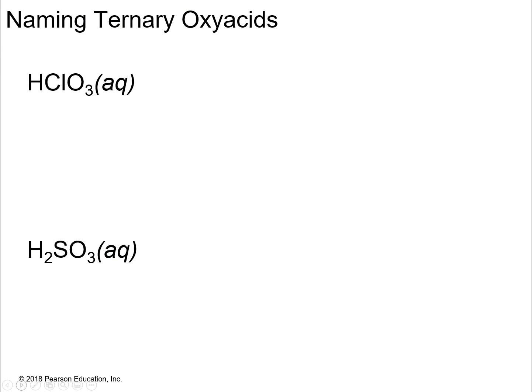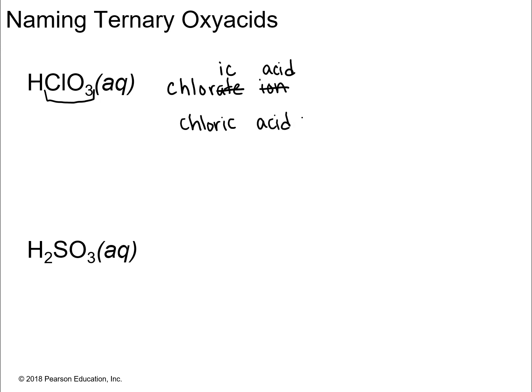So let's practice naming ternary oxyacids. The first thing you're going to want to do once you've identified that it's a ternary oxyacid is identify the anion that it's derived from. ClO3 is the chlorate ion. The rule for ATE says that you get rid of the ATE and replace it with IC. And you always replace ion with acid, so the name of this acid is chloric acid.